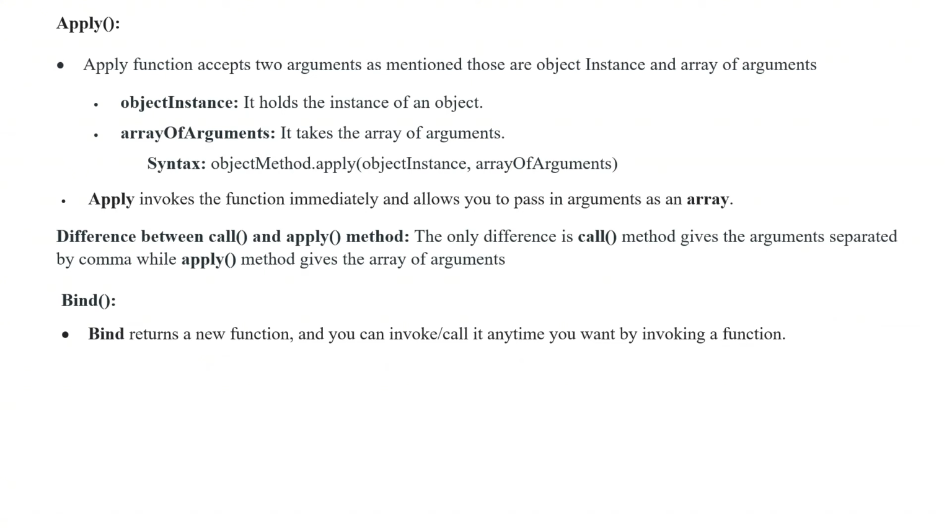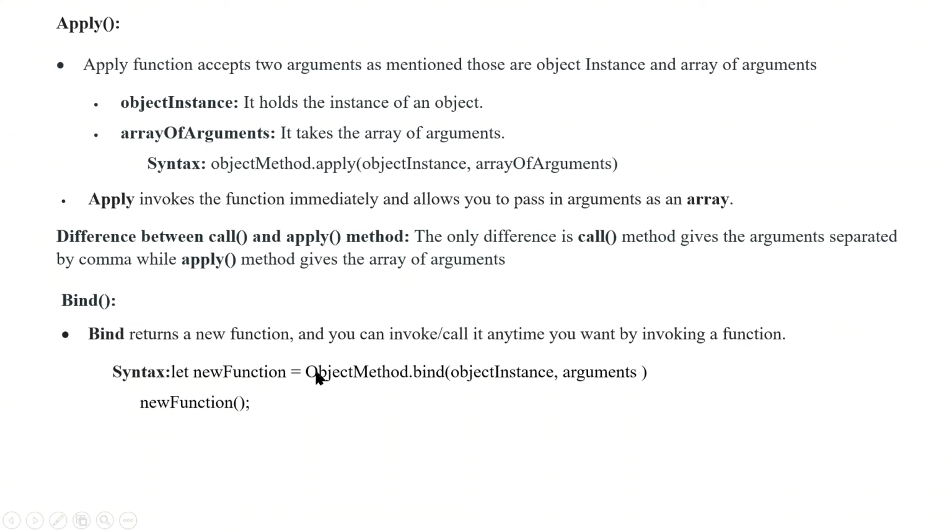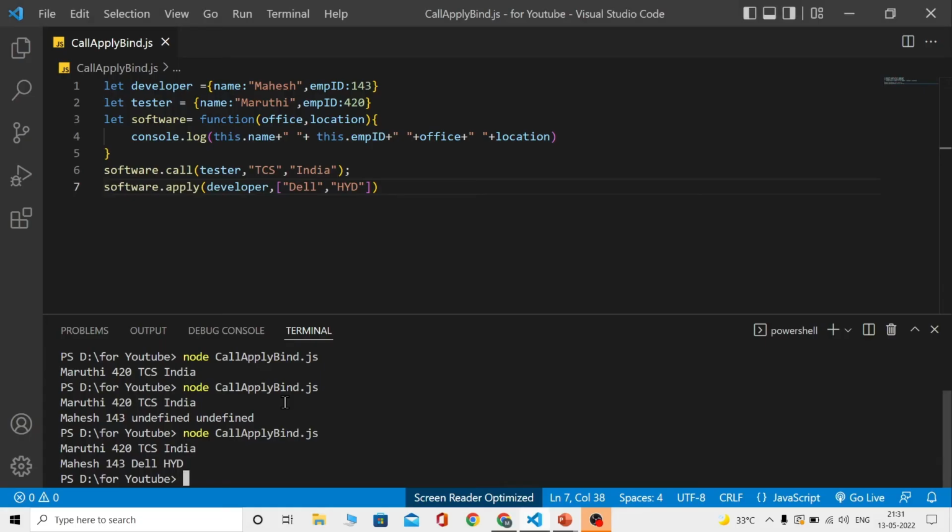The only difference here is that we have the same object method, dot bind, and object instance argument, but these values are going to be stored in a new function. So only when that new function is called will it give the result. This is the difference. Yeah, let's see in VS Code.